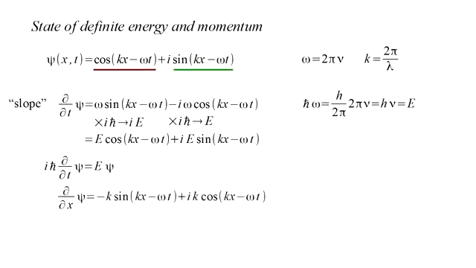Now, looking at the slope in the x space coordinate, we follow a very similar process, except we get a minus k factor in place of omega. H bar times k equals h over lambda, which is the momentum p. So for a state of definite x momentum, minus i h bar times the slope in x of the wave function produces the x momentum times the wave function. And we can do the same thing for the y and z coordinates.